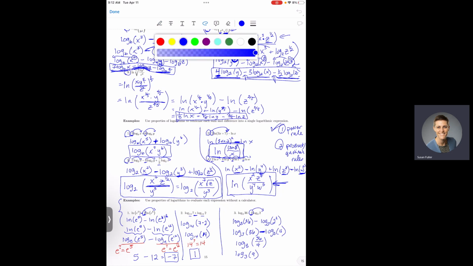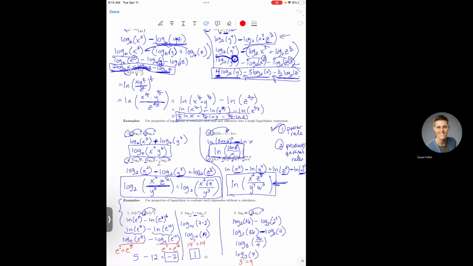And again, we can evaluate this without a calculator. This log base 3 of 9 says 3 to what power gives me 9? And the answer is 2. So this whole thing is 2. So you'll use these properties of condensing to help you figure out how to evaluate things and get to something that you can evaluate without a calculator.